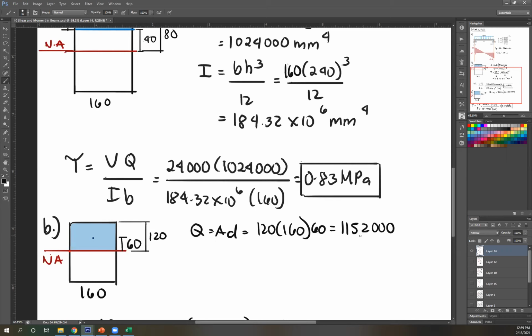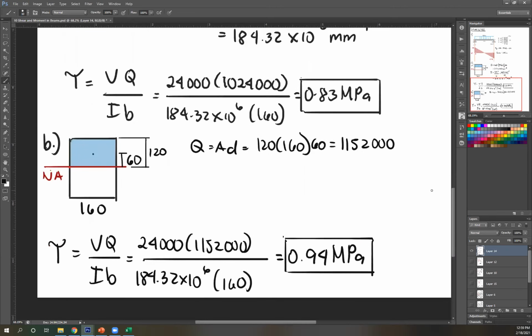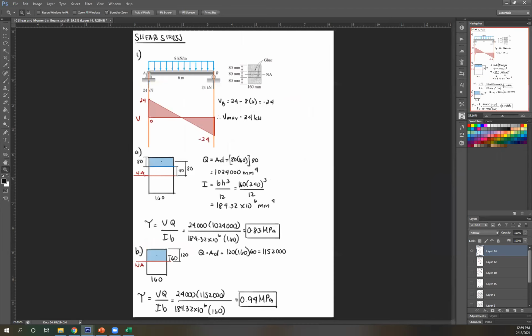Solving for this, you get 1,152,000. Now that's your Q. And I is still the same since you're still using the same cross section, which is this. And then B, the width of your fiber in question, which is 160. So solving for that, you get 0.94 MPa. That is number 1.